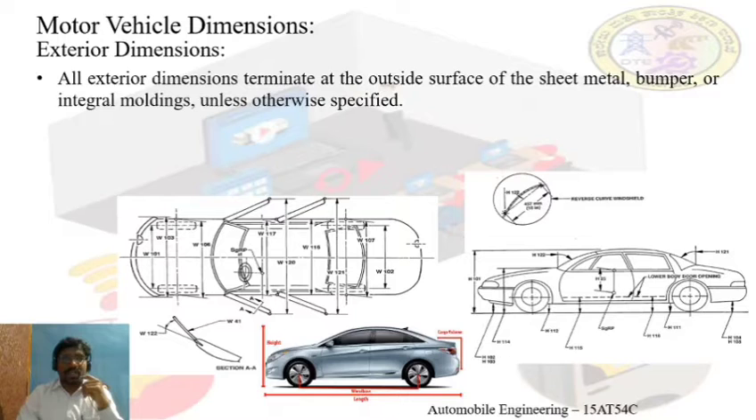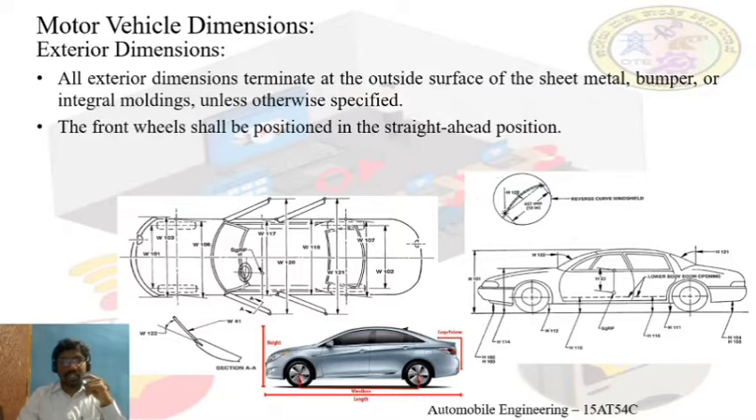All the exterior dimensions terminate at the outside surface of sheet metal, bumper or integral moulding. So we need to take the dimension from the outside of the vehicle body as specified, like from bumper to bumper.